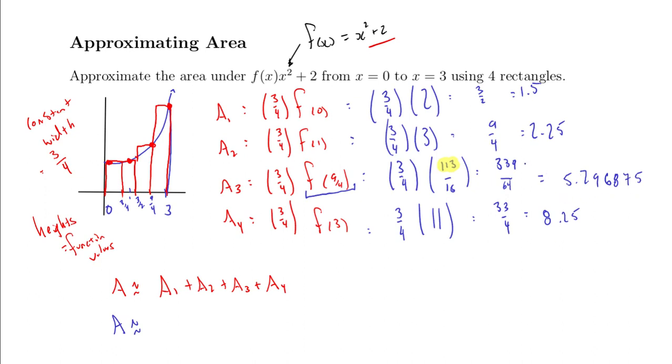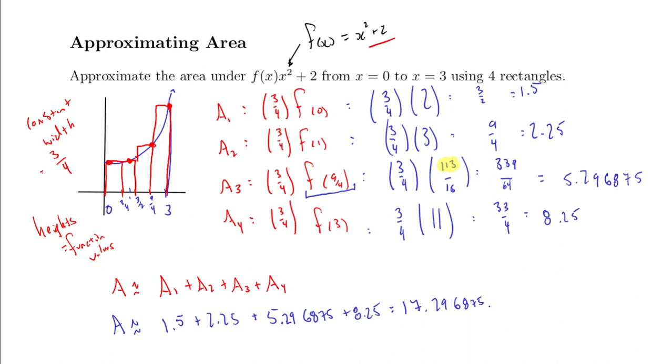So all of these here are written out as decimals, and then we can see that our approximation of our area is just going to be 1.5 plus 2.25 plus 5. Oops, I forgot my 296875 plus 8.25. And if you throw that into a calculator, you end up with 17.296875. So we can say, like, I don't know, maybe around 17.3 or something like that.